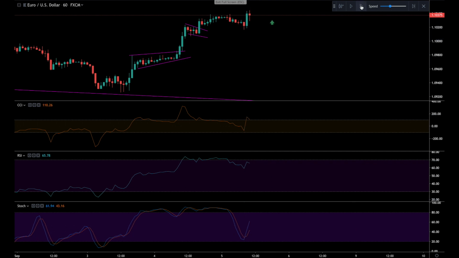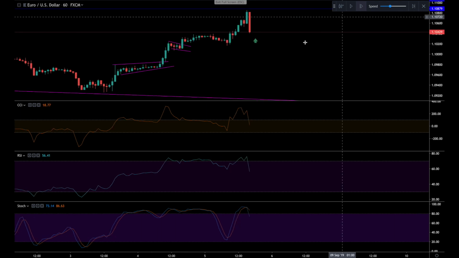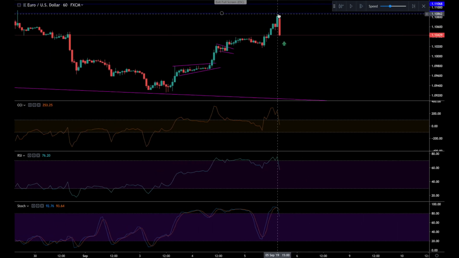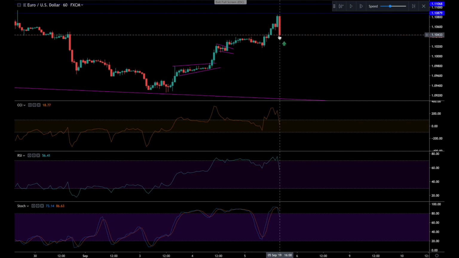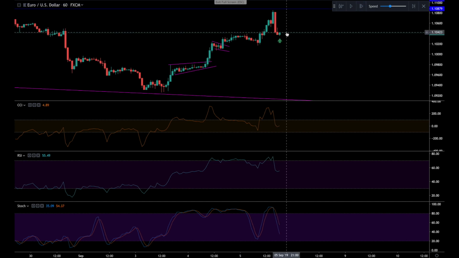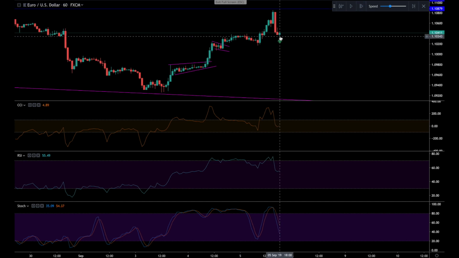So let's forward it a little bit more. Okay, and we zoom out. Here on the top, we can see the resistance. So we went to that and went a strong bearish hour there also. So let's zoom out again. So here is where Fredrik is taking the trade.